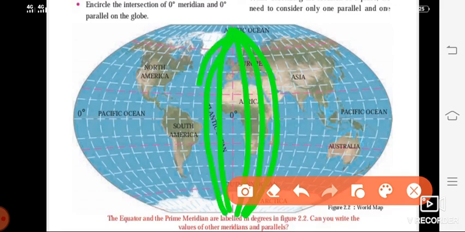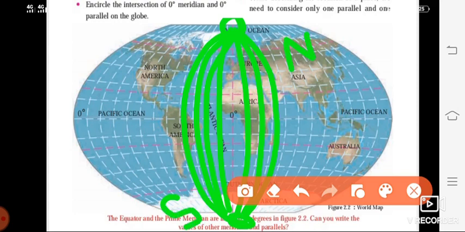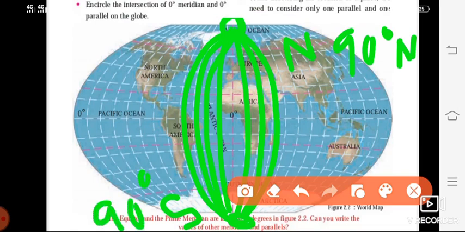Now can you see I am drawing some meridians to make you all understand. If you will see, they are joining at this point and here down, means they are joining at 2 poles, that is North Pole and South Pole. But what are they asking you all? At which parallels are they joining each other? So what can you say? 90 degree north parallel, yes, and 90 degree south parallel.